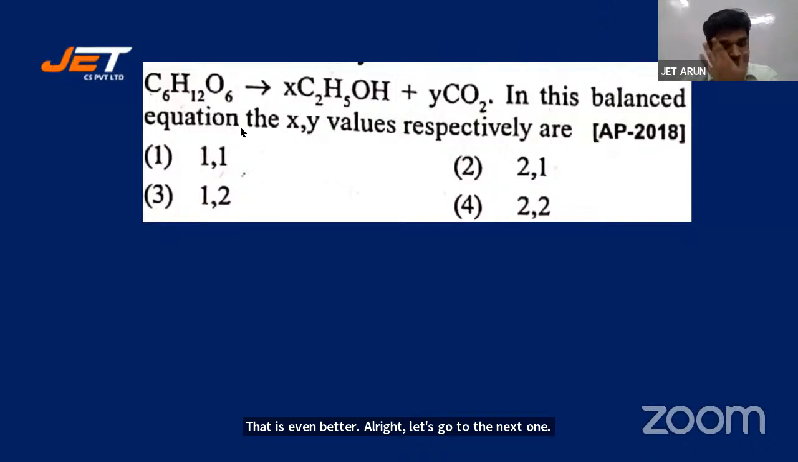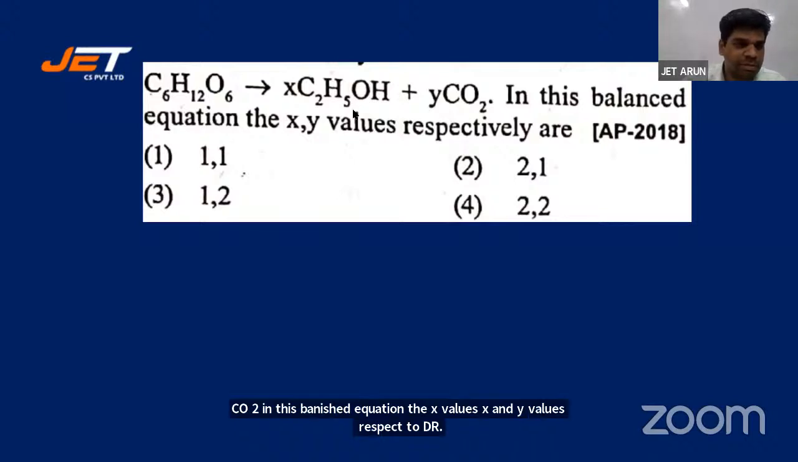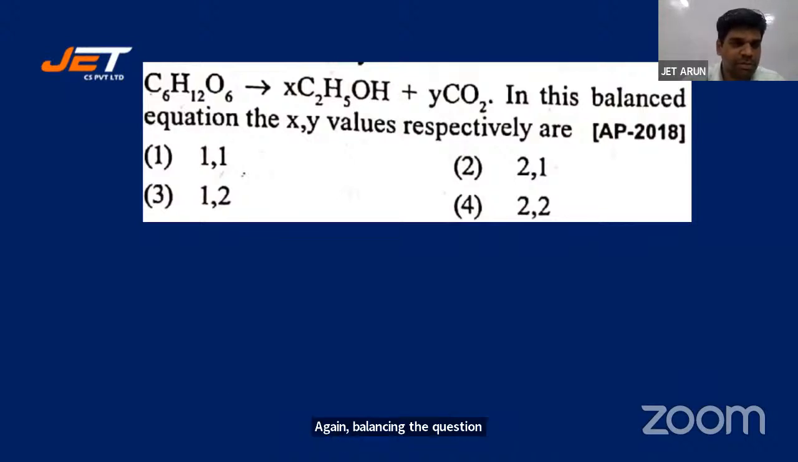C6H12O6 gives rise to X C2H5OH plus Y CO2. In this balanced equation, the X and Y values respectively are. Again, balancing equation. Okay, Bhavita, I suggest you switch to YouTube. You might be having some issue with the Zoom session, so I suggest you switch to YouTube. All right. So in this balanced equation, what are the values of X and Y? Again, a question on balanced equation, students. Balancing equations is very important, not just now, but for every exam, the 3 exams you have got, and also in intermediate.